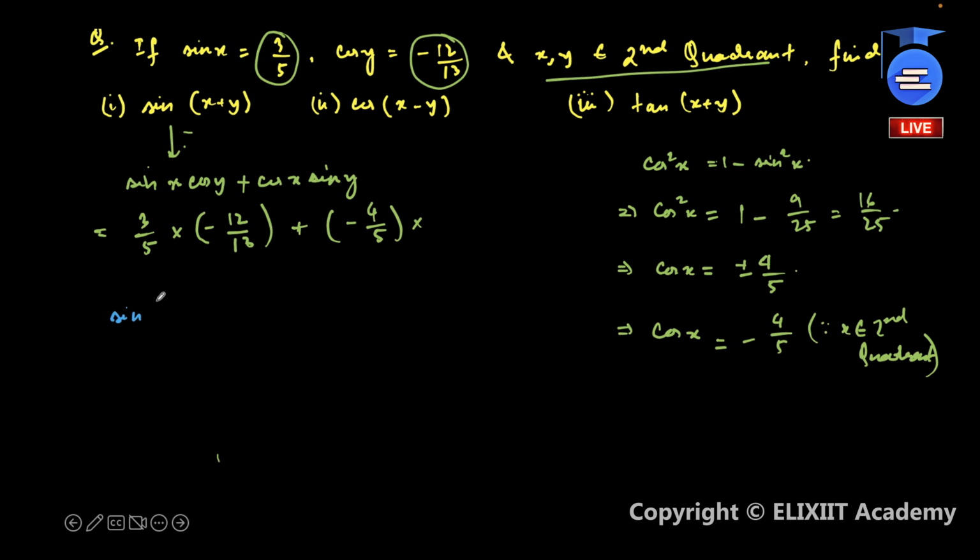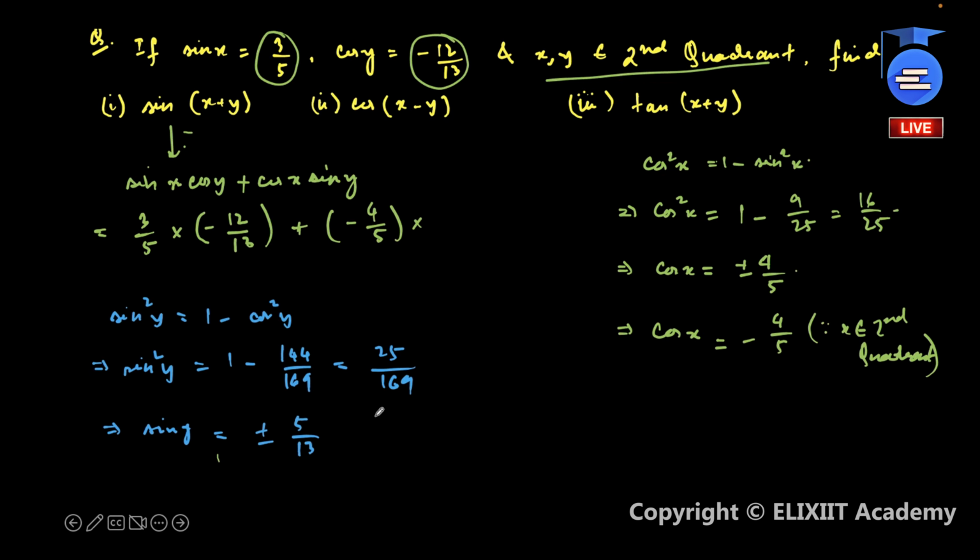Again, similarly, we use this relation. Sin square y is 1 minus cos square y. So sin square y will be 1 minus cos square y. That is minus 12 upon 13 whole square. That is 144 upon 169. So 169 minus 144, that is actually 25 upon 169. The sin square y is this. Obviously, sin y will be plus minus 5 upon 13.